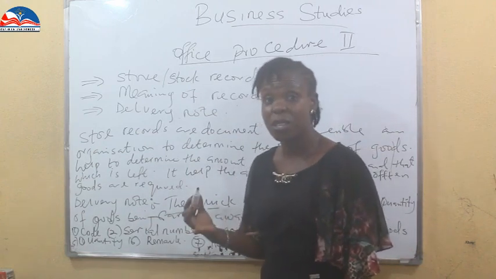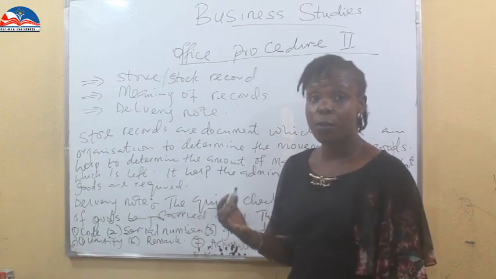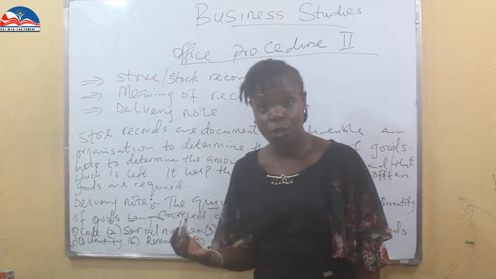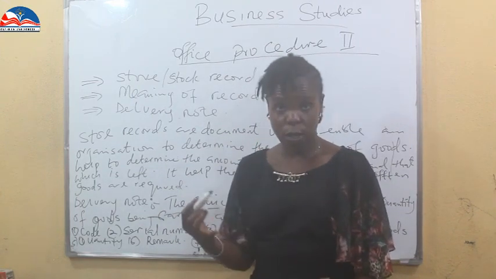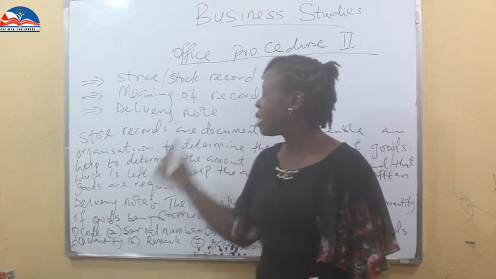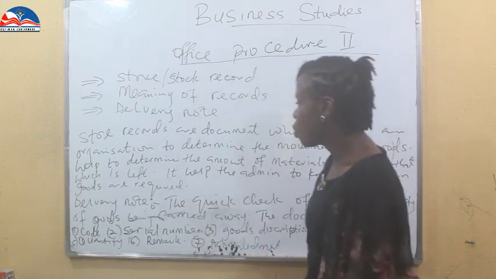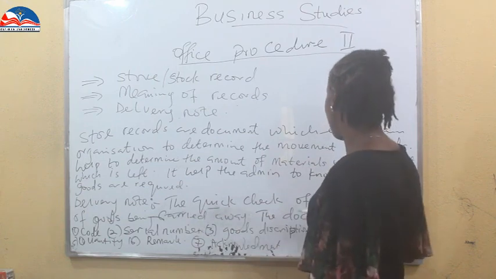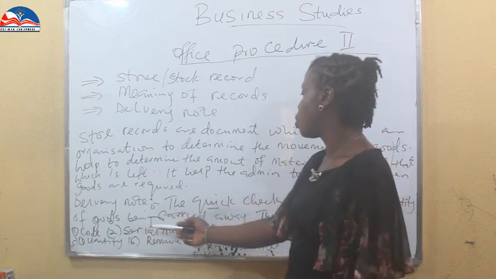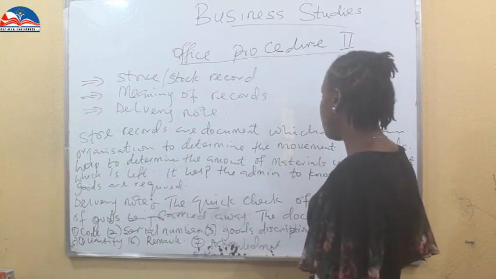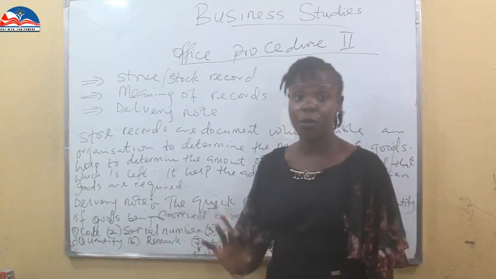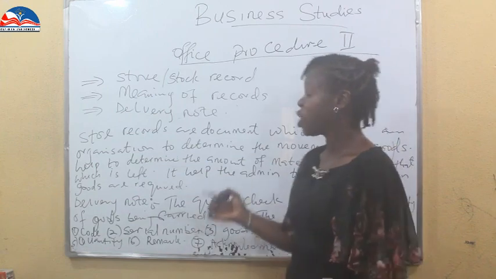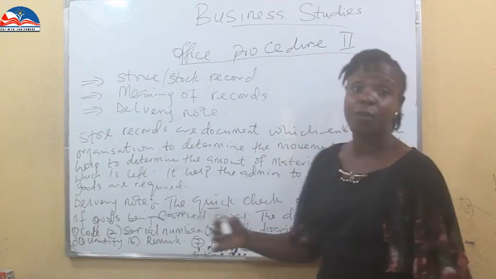And remember that in business, record keeping is very important because it helps us to track our profit ratio, our loss ratio, and restock order. Then we talk about delivery notes. What are delivery notes? The delivery note is a quick check of units and quantity of goods being carried away. The document contains a number of items. I'm going to discuss the items one at a time. But a delivery note is a quick check to know the goods that have been carried away.